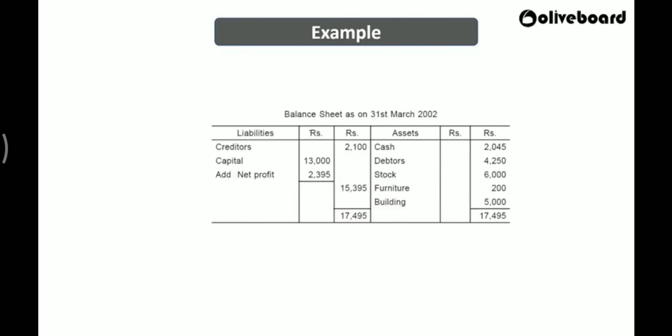Now I'm moving ahead with the balance sheet. See here, creditors, I have whatever amount they have given. Capital, opening capital, I have 13,000, and net profit for the year is how much? 2,395. Add these two, so it is 15,395. Apart from these two, I don't have anything on my liability side. On the asset side, if you see, I have cash, debtors, stock, furniture, and building. Guys, understand, this stock represents what? Closing stock. Closing stock always appears on two sides.